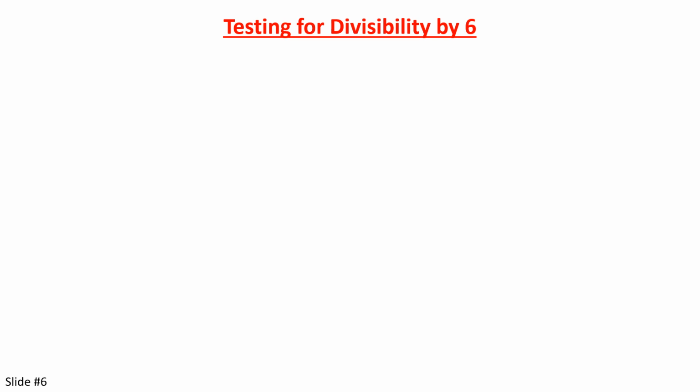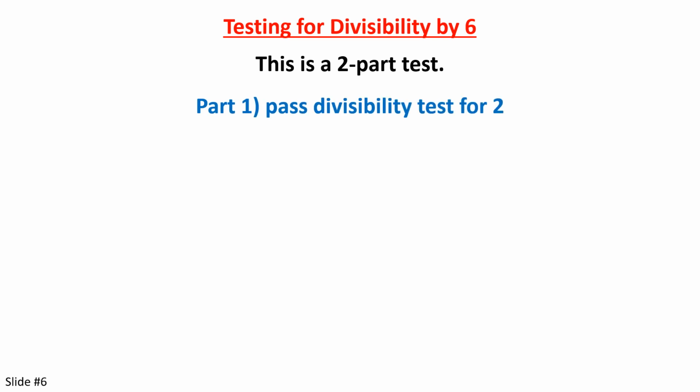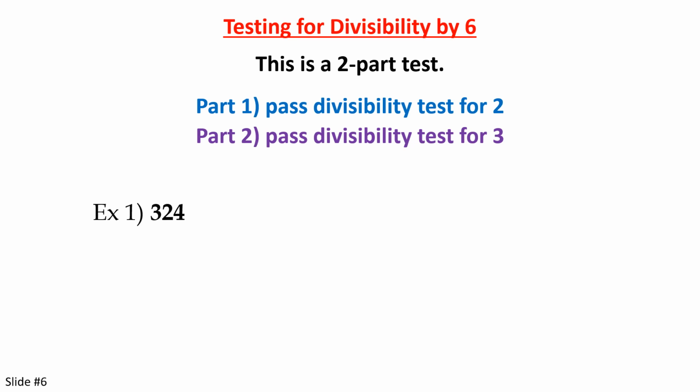Divisibility by 6. This is a two-part test. Part 1, pass the divisibility test for 2, and that's an inspection test. Part 2, pass the divisibility test for 3. Well, that's a summing your digits test. So here's an example, 324.